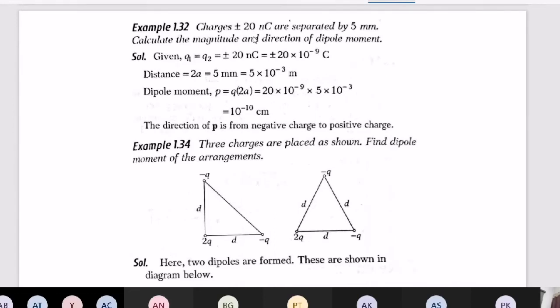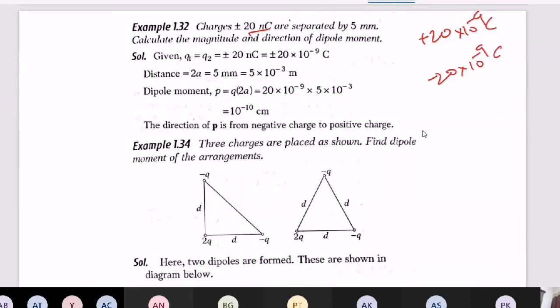Suppose charges plus or minus 20 nanocoulomb, where nano means 10 power minus 9. One is plus 20 into 10 power minus 9 and another is minus 20 into 10 power minus 9 coulomb. They are separated by 5 millimeter, so the distance is 5 into 10 power minus 3 meter. Calculate the magnitude and direction of the dipole moment. They have given the charge and the distance. Here, don't take 2 into again, because the 2L value is already given as 5 into 10 power minus 3.